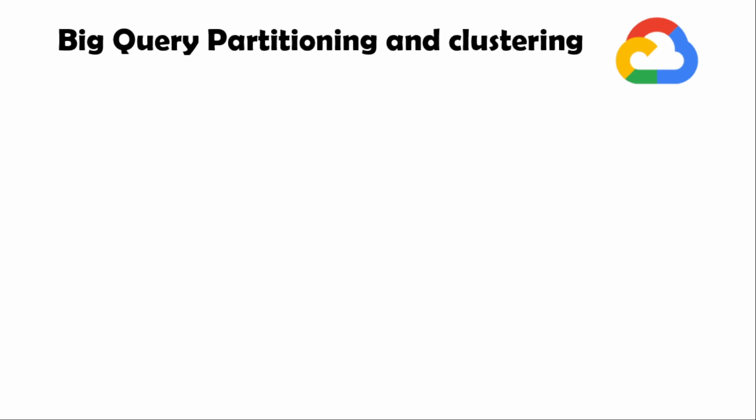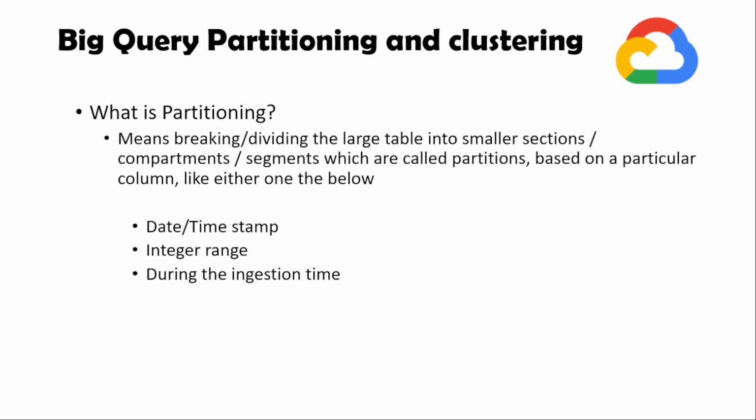So let's dive in and see what we understand by table partitioning and clustering in BigQuery. So what exactly is table partitioning? It means that, think you have a big table, a huge table. You are breaking or dividing the table into small segments or compartments or sections or pieces, whichever you feel is easy to understand. You can think of it that way. And these segments or sections or compartments are called partitions, right?